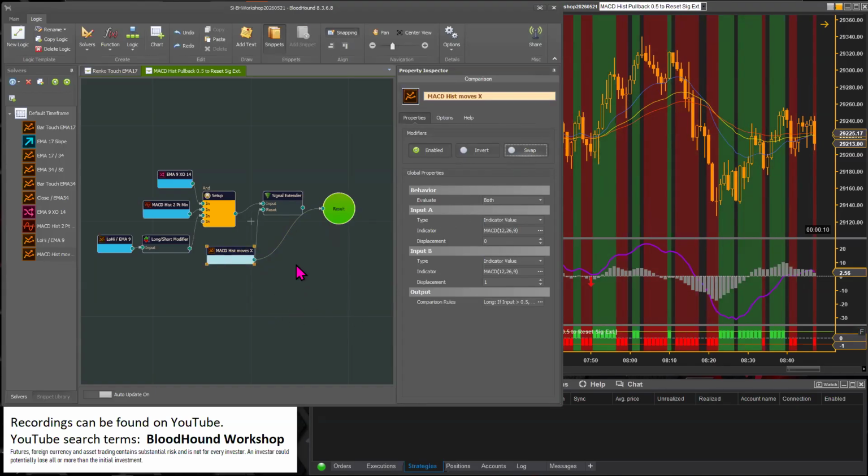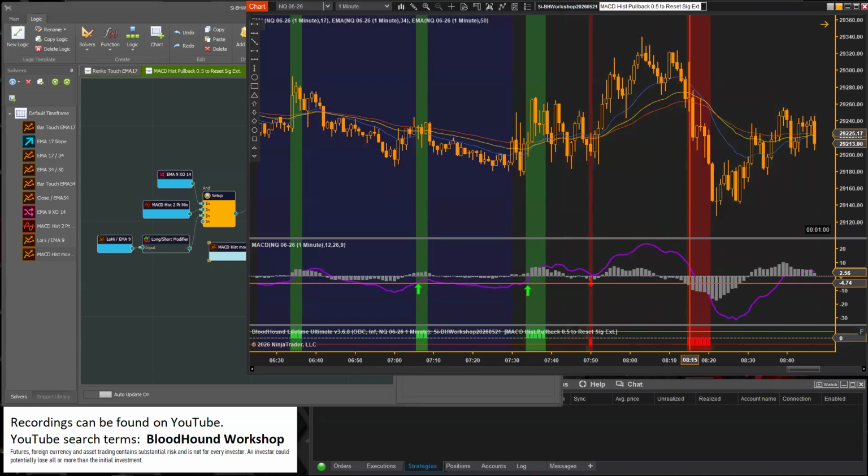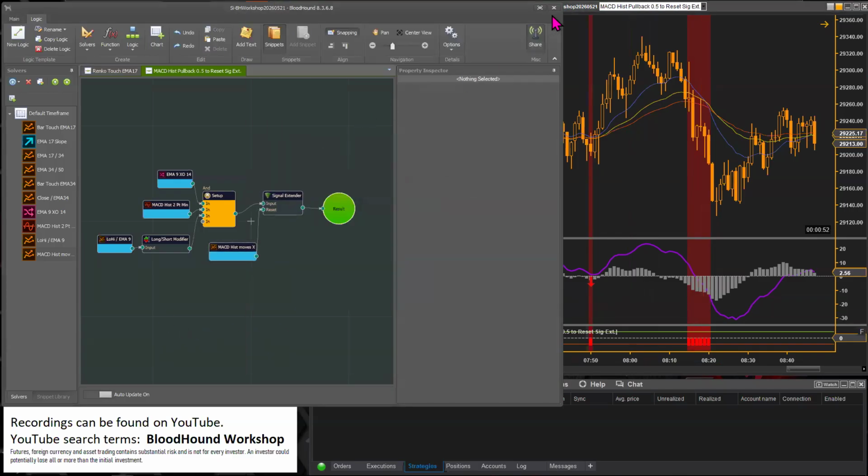There we go. I'm glad I caught that. I almost left this in the swap mode. There we go. I was wondering why we didn't get five extensions of that short there. There we go. Okay.